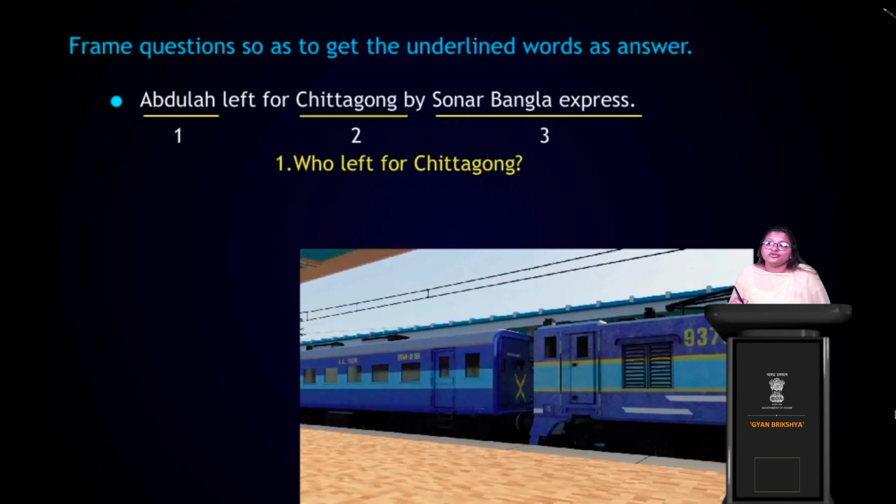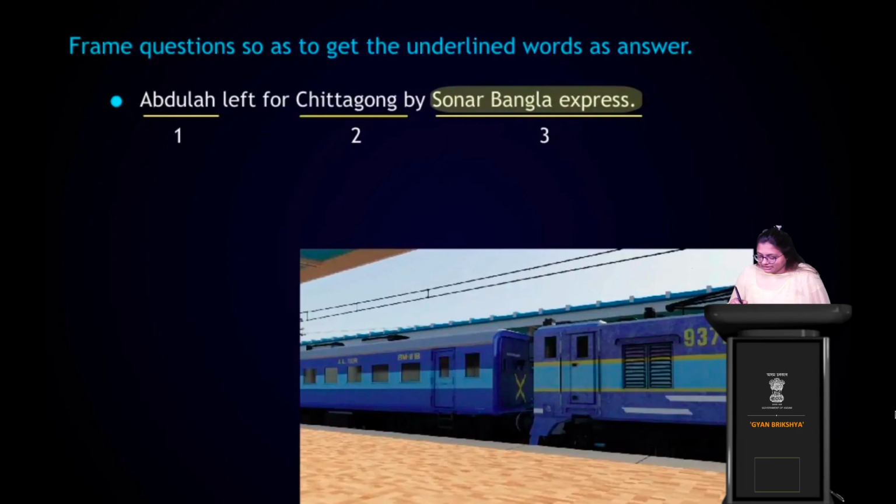Now next we have to focus on Chittagong. Abdullah left for which place? So you have to frame the question in this particular pattern. You are going to say, where did Abdullah leave for? You remember where is used to identify place, position. So the place here is Chittagong. So where did Abdullah leave for? Abdullah left for Chittagong, right?